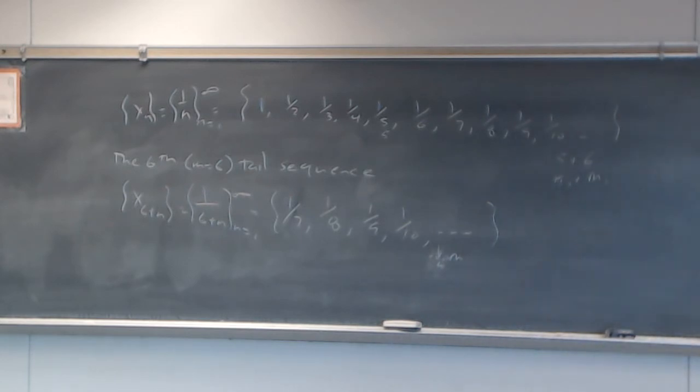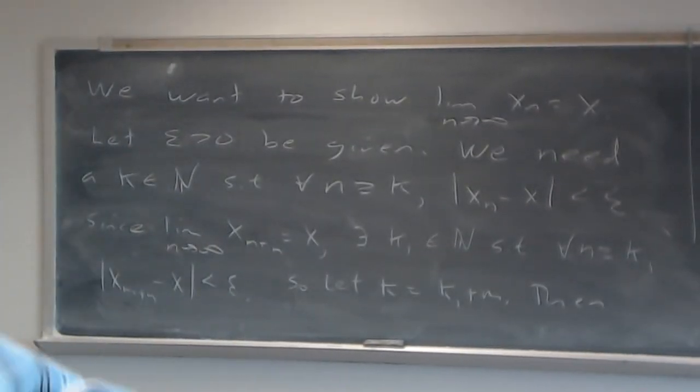So here's what I'll say. We let k be equal to k of 1 plus m. Then, I need to move this back over. Is that okay with everybody?